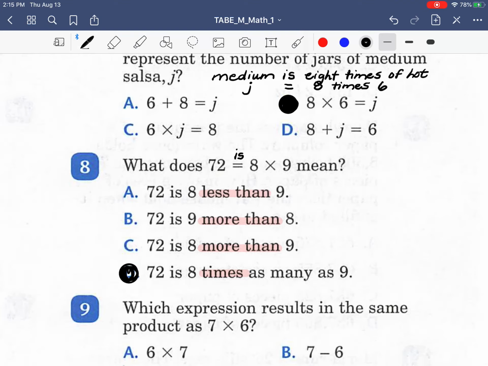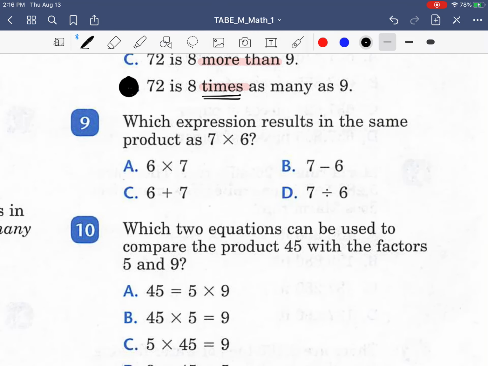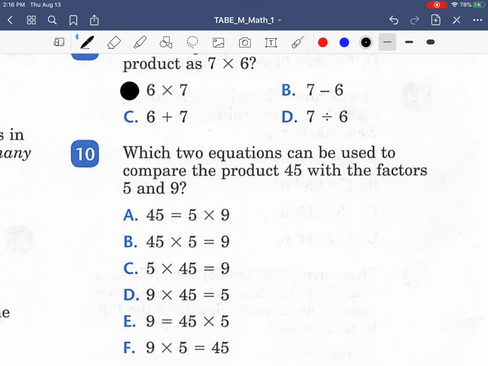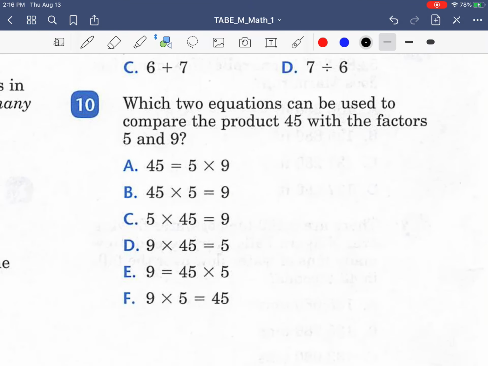Those keywords have to match the sign in the original problem. And what I mean by that, the sign is a times sign. So you need that same keyword in your answer. Which expression results in the same product of 7 times 6? Well, a product can only be obtained by multiplying 6 times 7. It's the same thing. And there's a lot of theory that goes along with this that I'm skipping over. So please contact your instructor if you need a little more help with this. I can totally understand that you might.